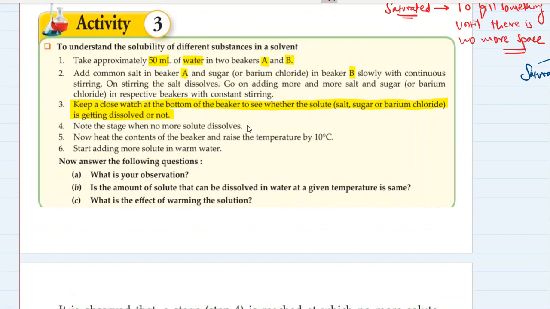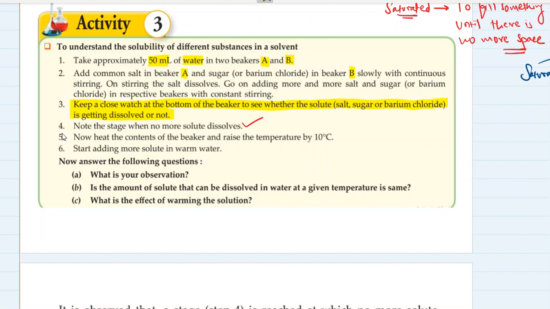Now heat the contents of the beaker and raise the temperature by 10 degrees Celsius. Now this is something very, very important. That is point number 5. We have understood points number 1, 2, 3, 4. We took water, we started adding solute to this water and continuously stirring, and we kept a close watch at the bottom of the beakers, and we found a point where no more solute could be dissolved, and we noted the amount of solute which was dissolved in the given quantity of water.